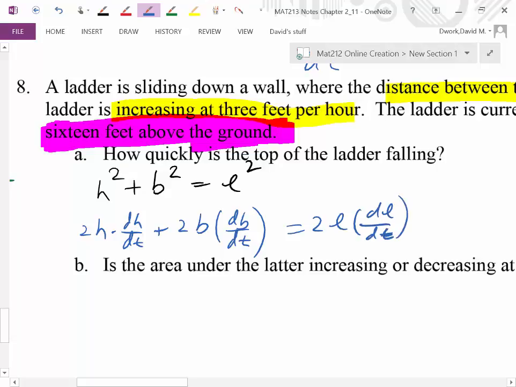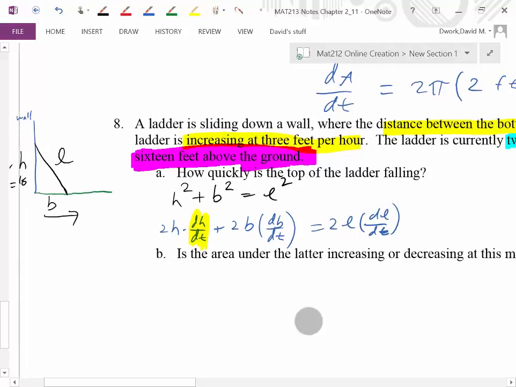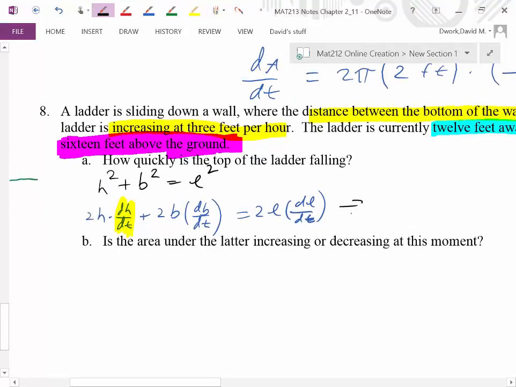All right, now here comes the moment of truth. We know we're trying to solve for this, so that's a good sign. We've got something we need. Now we need to be able to fill in the rest of the numbers. At this moment in time that they're asking the question, do we know the height of the ladder? Well, that was what I highlighted here in pink. They told us the height is equal to 16 feet above the ground at this instant. So we can go ahead and fill that in. Okay, so that's 2 times 16.